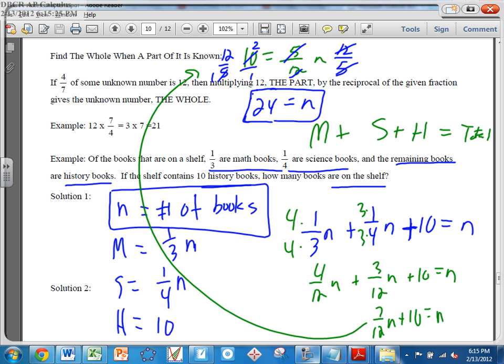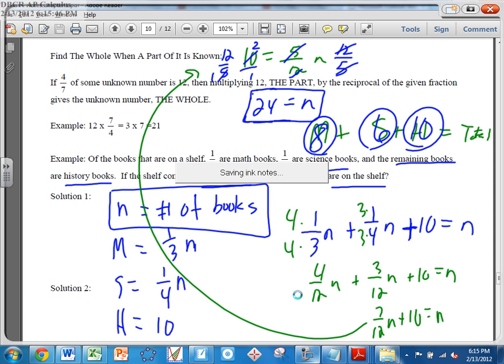Let's take a look and think and make sure that makes sense. A third of the books are math. That gives me 8 for math. A quarter of the books, a quarter of that is 6. And then history is 10. 8 plus 6 plus 10 gives me a total of 24 books. Okay, it does work out. Let's continue onward.